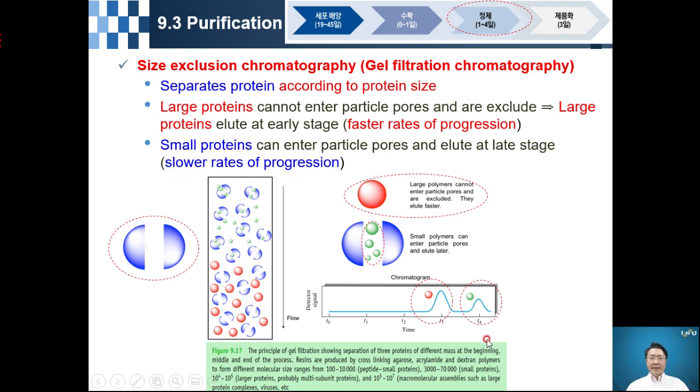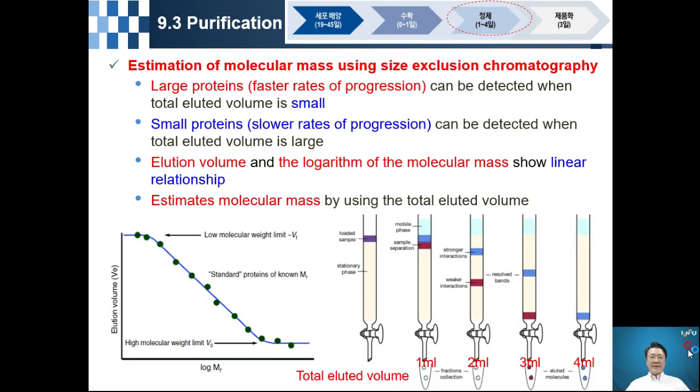Okay, so this is the principle of size exclusion chromatography. This chromatography can separate proteins according to their protein size. Large proteins elute at early stages, and small proteins elute at late stages. In this slide, I will explain the estimation of molecular mass using size exclusion chromatography.